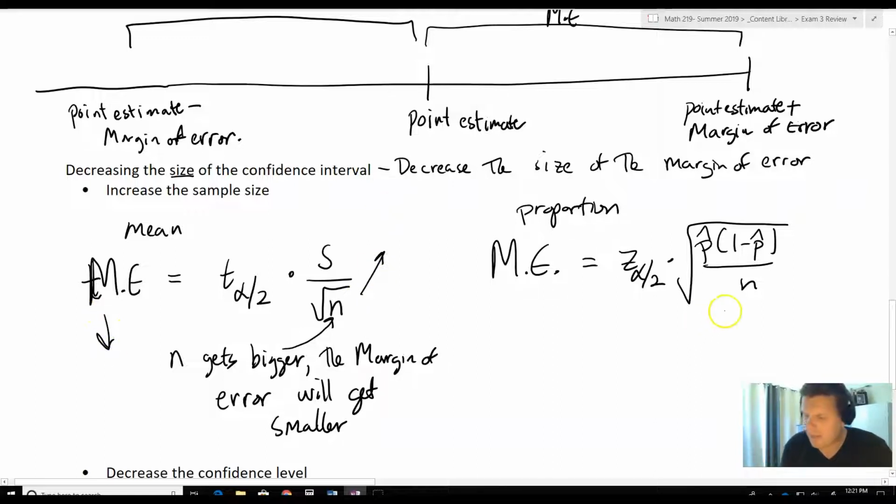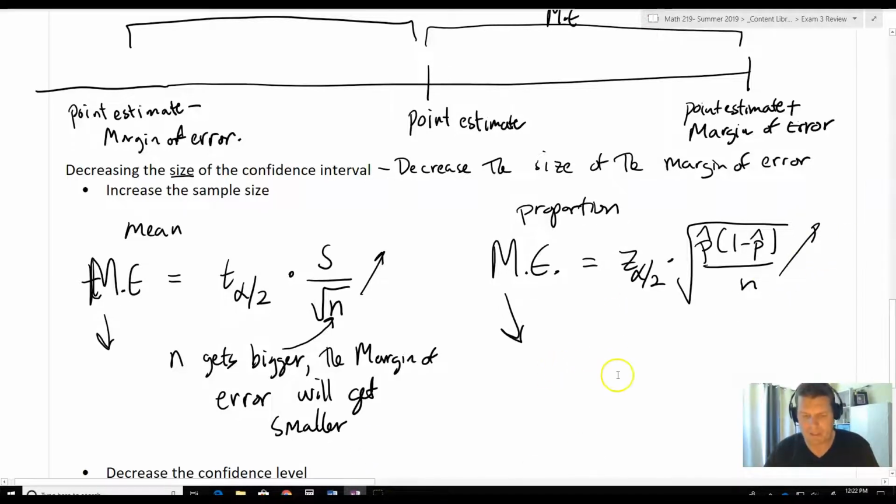Same thing over here, you can see it. As n goes up, the margin of error is going to go down. In both cases, as we increase the sample size, we get a better and better estimate. That makes sense from a theoretical standpoint too, because as I increase my sample size, I'm getting more of the population into my data, so I'm getting more information. More information is better, so it gives me greater precision. So big deal here, as I increase n, my margin of error goes down and it decreases the size of the interval.